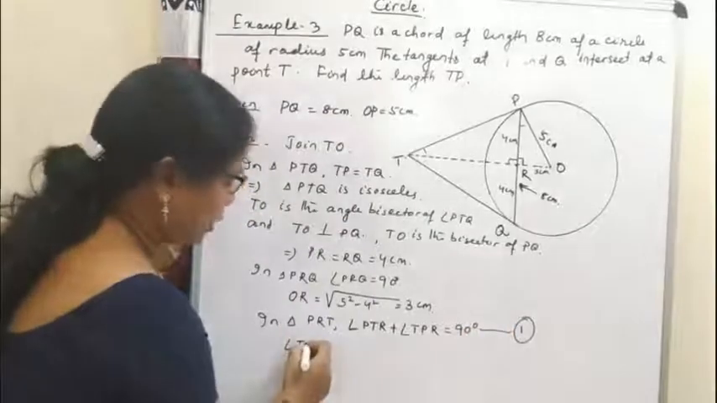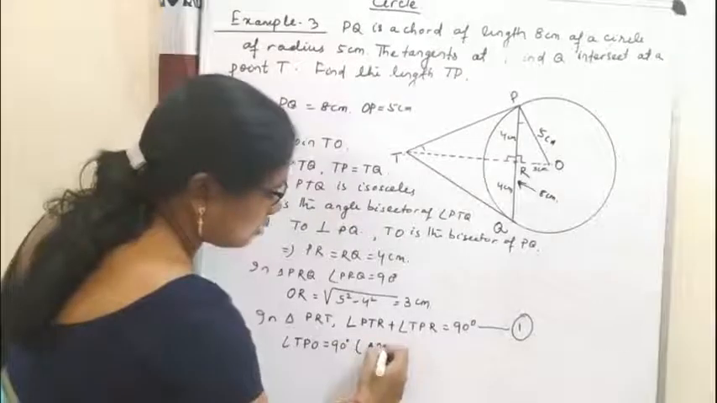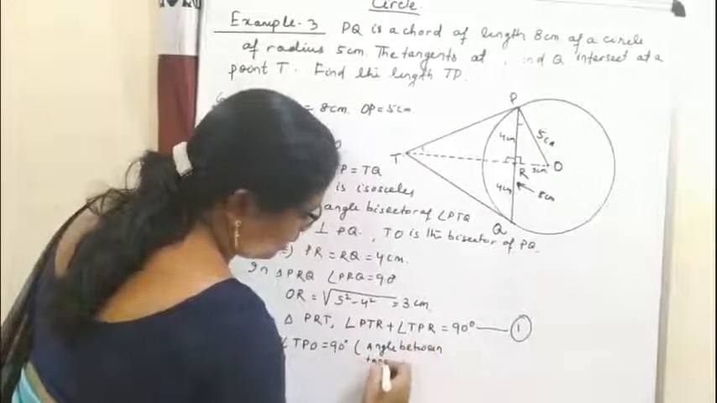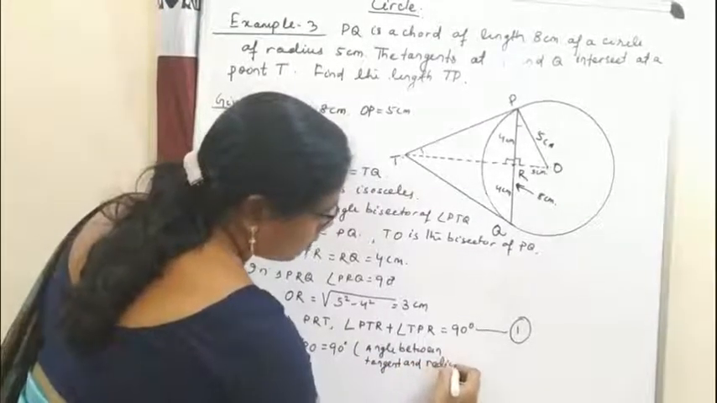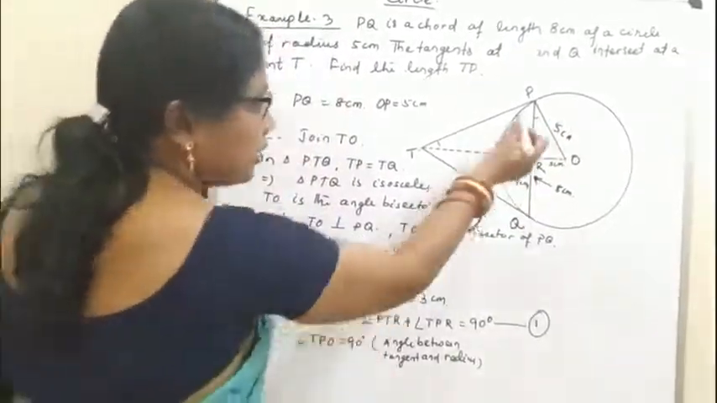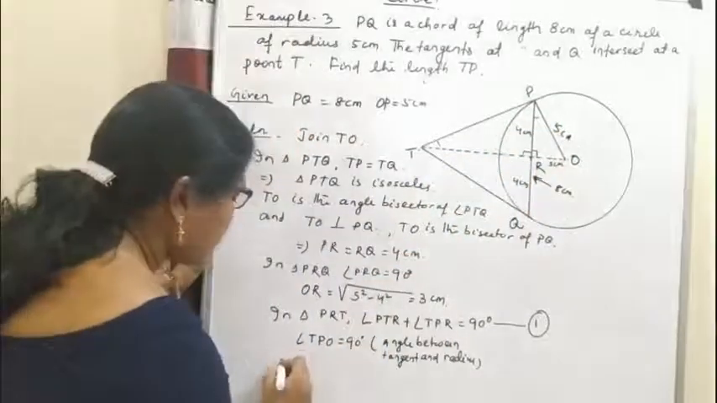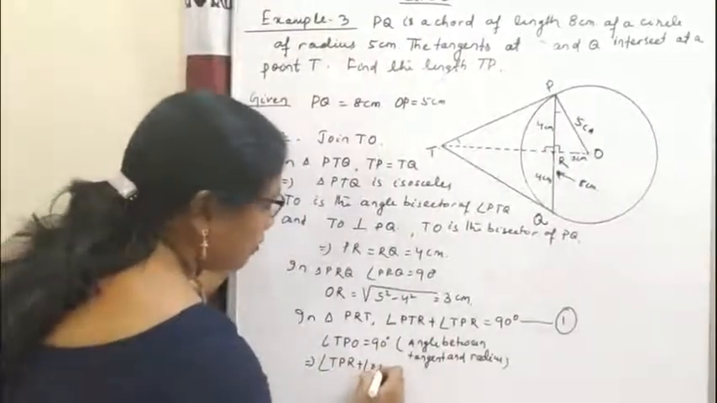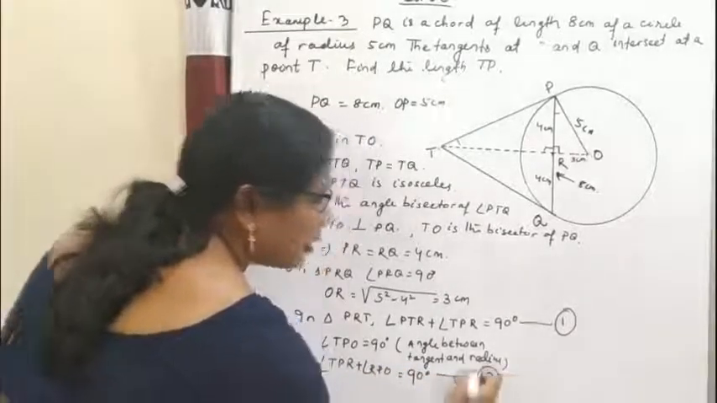So angle TPO is equal to 90 degree, that is the angle between tangent and radius. So TPO, we can split this as angle TPR plus RPO. So this implies angle TPR plus angle RPO is equal to 90 degree. So this is our equation 2.